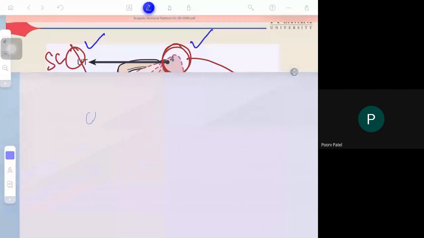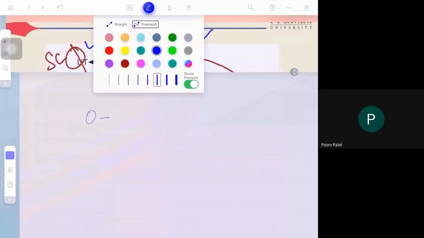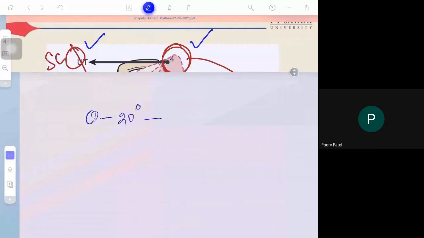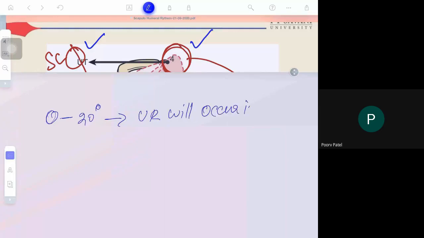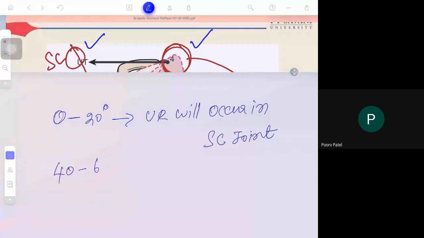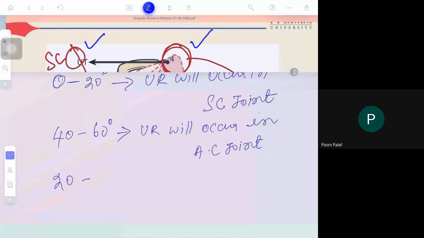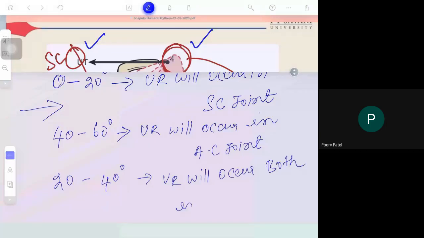During the initial 0 to 20 degrees, upward rotation will occur in the sternoclavicular joint. Around 40 to 60 degrees of movement, upward rotation will occur in the acromioclavicular joint. 20 to 40, that is in between, upward rotation will occur in both the sternoclavicular and acromioclavicular joints.